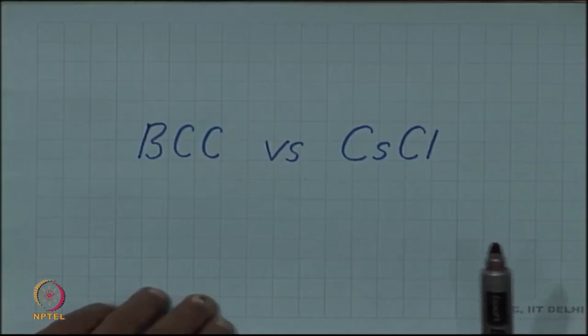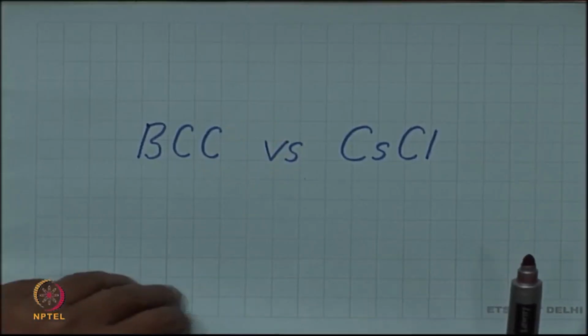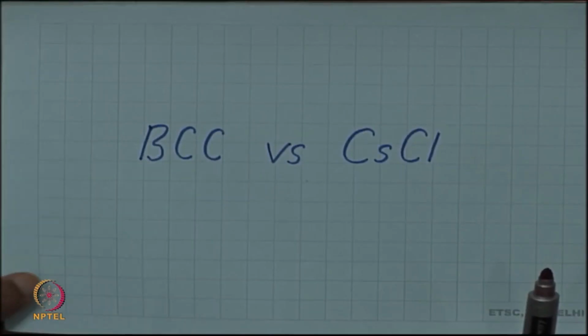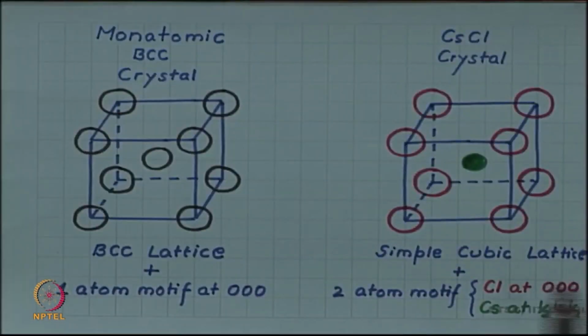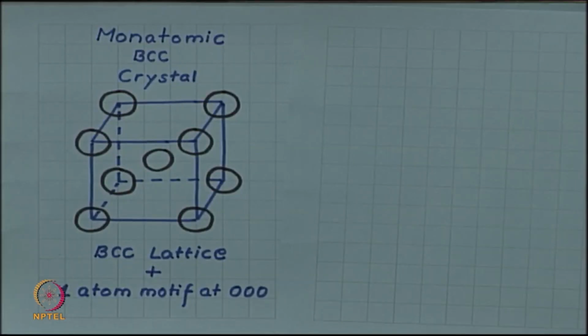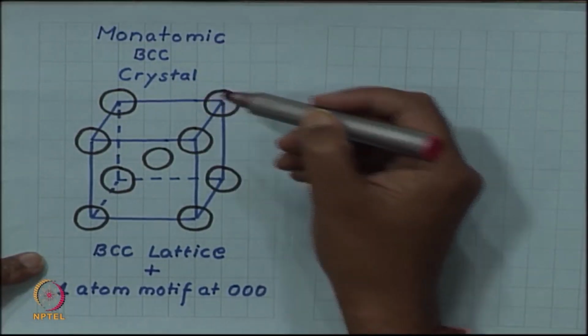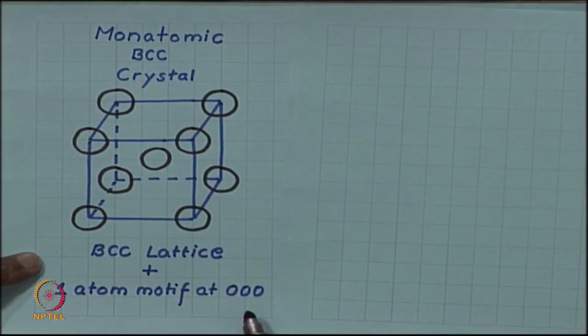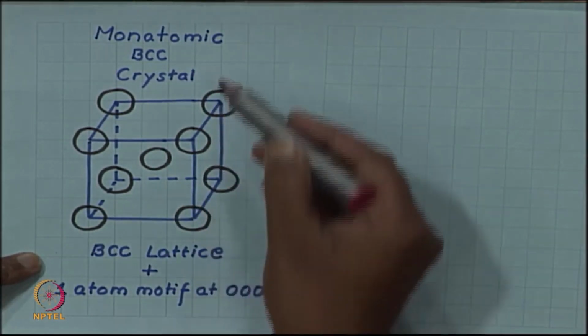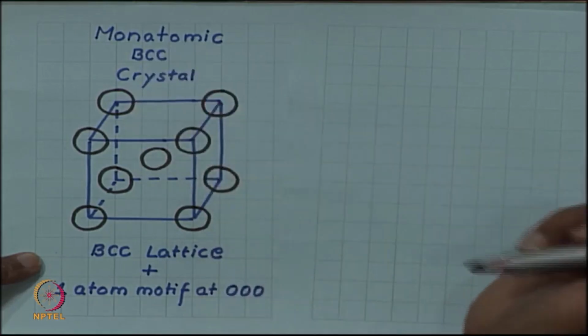There is a widespread misconception that the cesium chloride structure is body centered cubic. So, I want to clarify that. I have already mentioned this in the previous video, but I want to use this video to further clarify that confusion. So, a monatomic BCC crystal means a body centered cubic lattice with one atom motif at each lattice point, that is the monatomic BCC crystal.